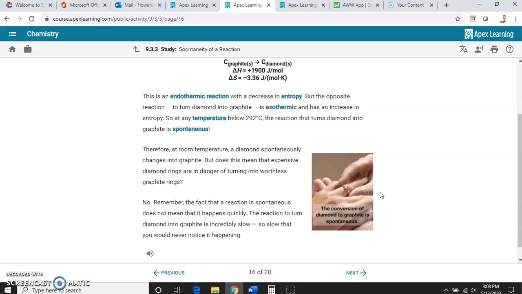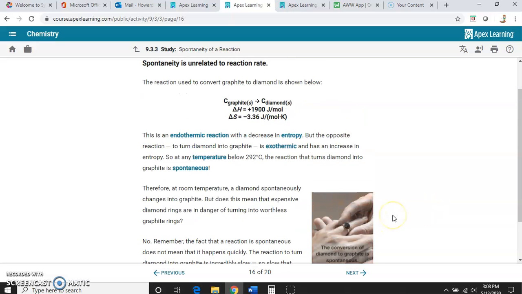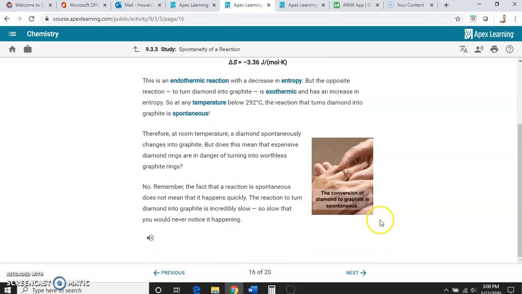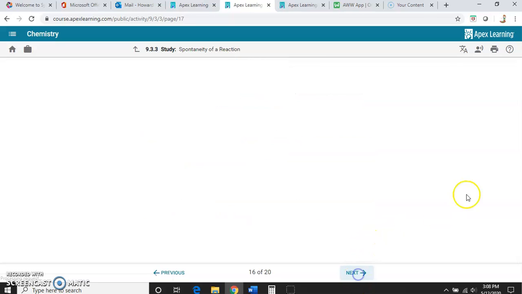So what can happen is that we can have the conversion of diamond to graphite, which they're saying is spontaneous. It does happen on its own because it is a negative value. But it does not mean it happens quickly. Your diamonds aren't going to just change to graphite like the picture. It's incredibly slow, and we won't even notice it's ever happening. But it would eventually happen, just not in a time we would ever see it in front of us.